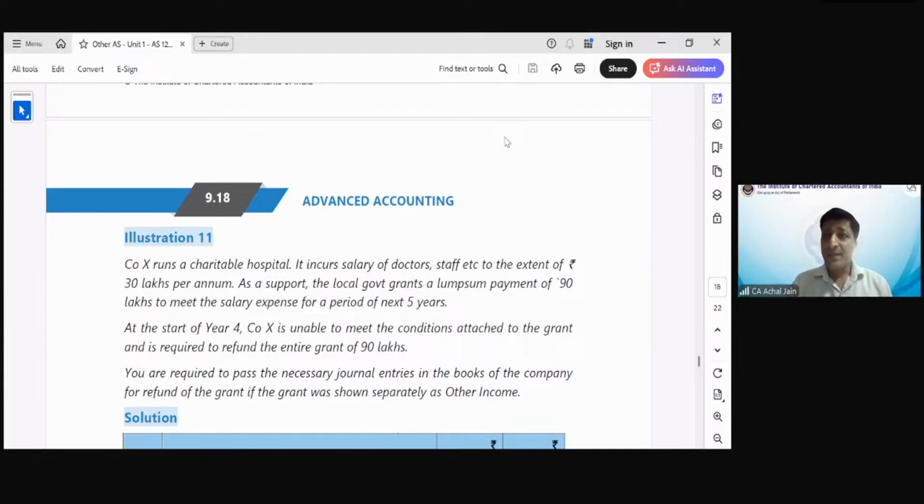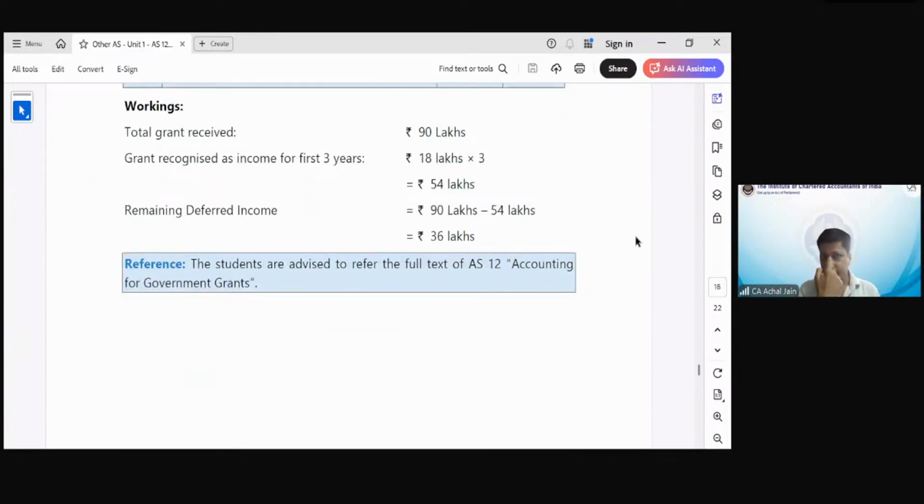So in this case, when you record the government grant, it will go to deferred income balance. Yes or no? Which you will amortize over 5 years. Correct? So we need to find out what is going to be the balance of this deferred income after 3 years. So every year, what do you amortize? 18 lakhs. How do you get 18 lakhs? 90 lakhs divided by 5. Yes or no? 90 lakhs divided by 5.